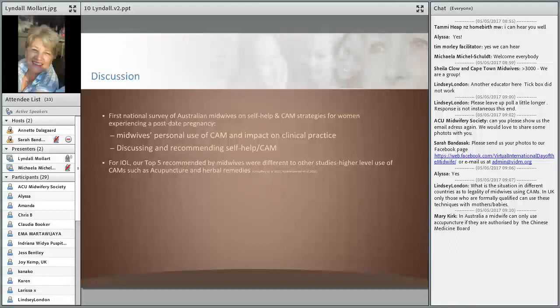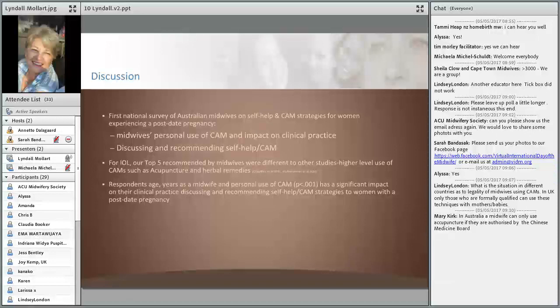As this is the first study examining midwives' use of CAM in their own personal lives and in their pregnancies, we are unable to compare our findings to other studies. However, what we were able to find is that respondents' age, years as a midwife, and personal use had a significant impact on their clinical practice by discussing and recommending self-help and complementary therapies to women with a post-date pregnancy. We were also able to determine that respondents' age and personal use during their own pregnancy had a significant impact on their recommending the strategies to women.